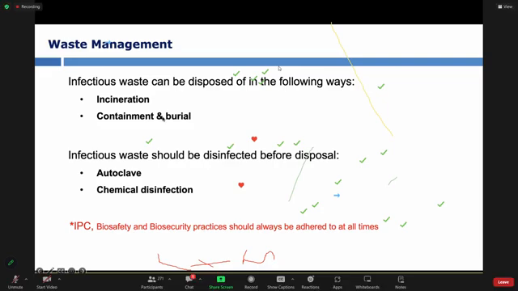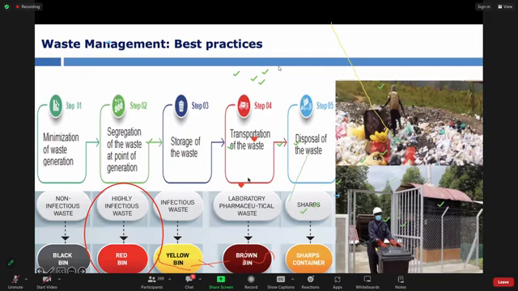Let's finalize with waste management. Waste management is very critical. Kindly move to the next slide. You realize that 85% of the waste that we generate is non-hazardous. And if we know how to manage waste, it could reduce the cost of waste management, but also the possibility of exposure.